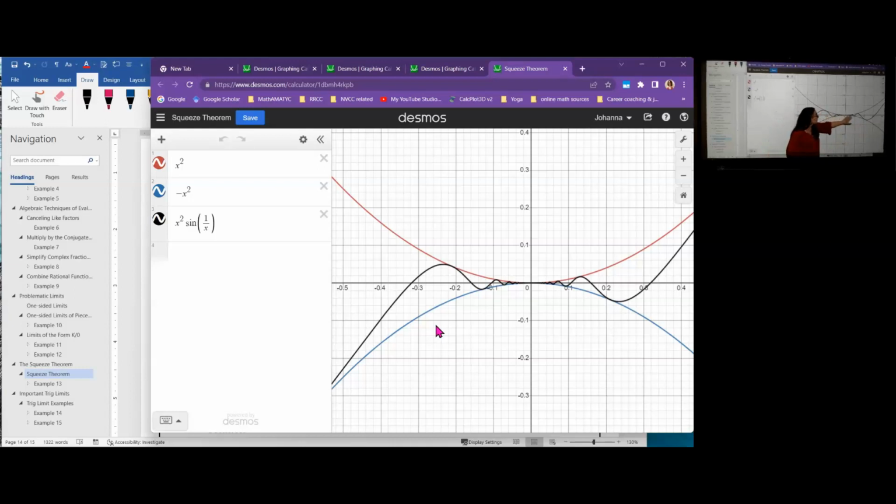And we can see that we have x squared sine of 1 over x oscillating between the two. Notice that as we get closer and closer to 0, it continues to oscillate, but it stays between the red and blue graphs. And because the red and blue graphs hit the value of 0 at 0, then we know the limiting value of that function, x squared sine of 1 over x, is also 0.